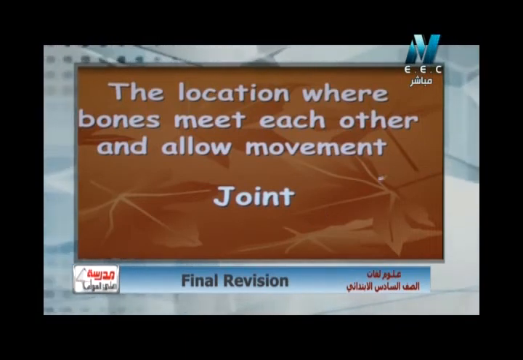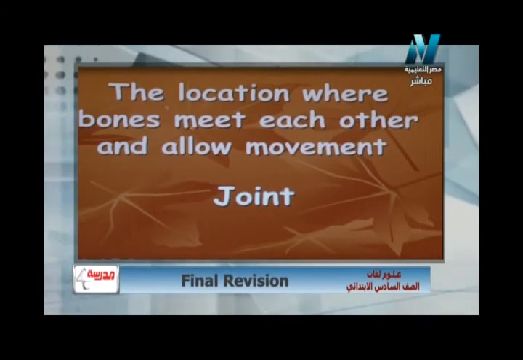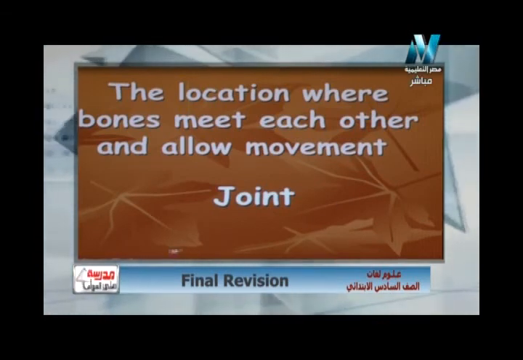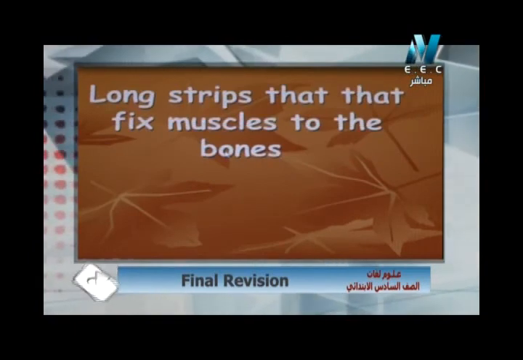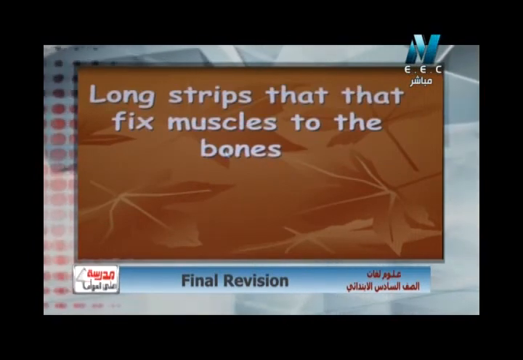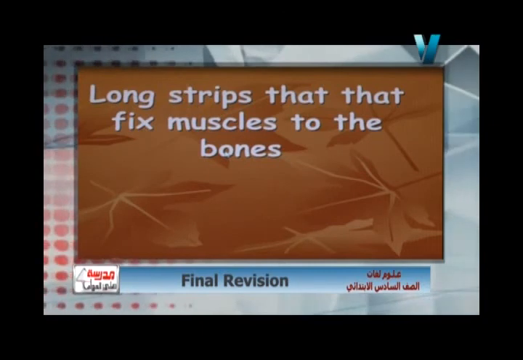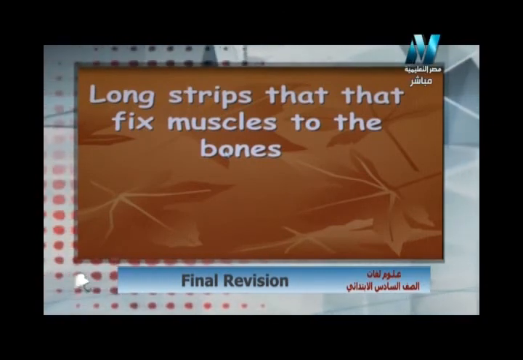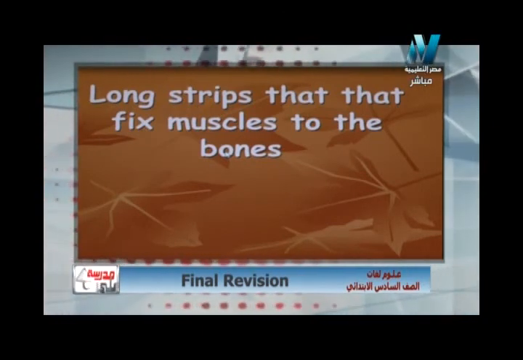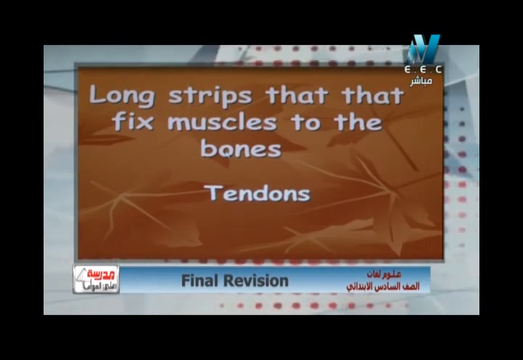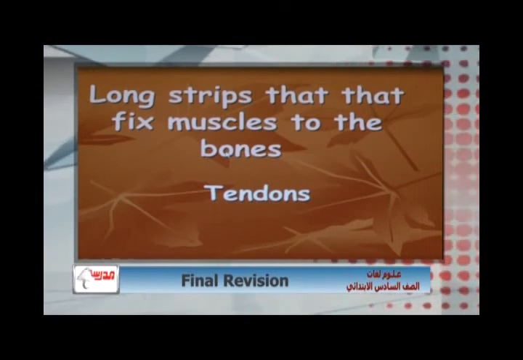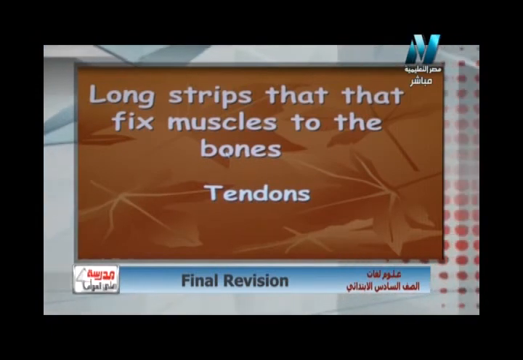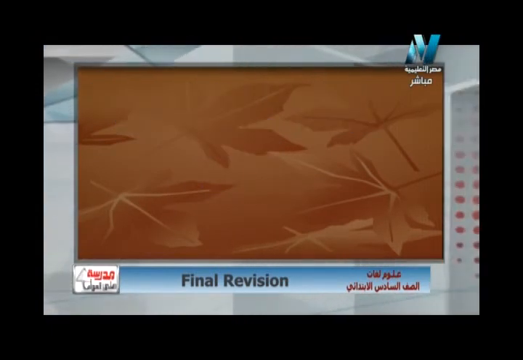The location where bones meet each other and allow movement, it will be the joint, المفصل. Another question. Long strips that fix muscle to the bones. سؤال متكرر تاني بس بشكل مختلف شوية. يعني خيوط طويلة بتربط الماسل مع البون. Surely it will be the tendons أو الأوتار. Again, tendon هي اللي بتثبت الماسل مع البون.